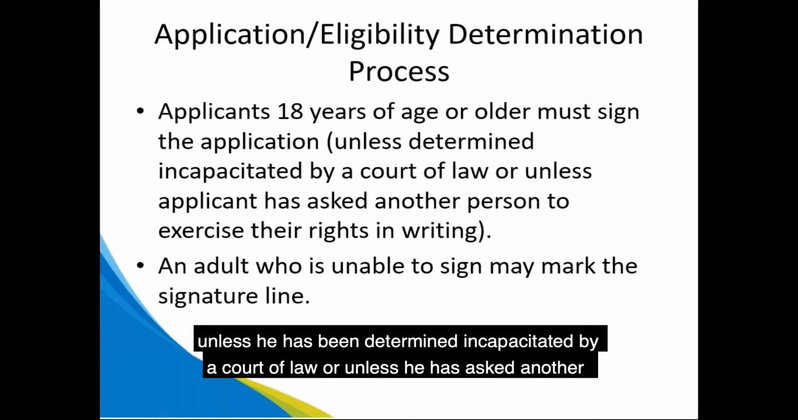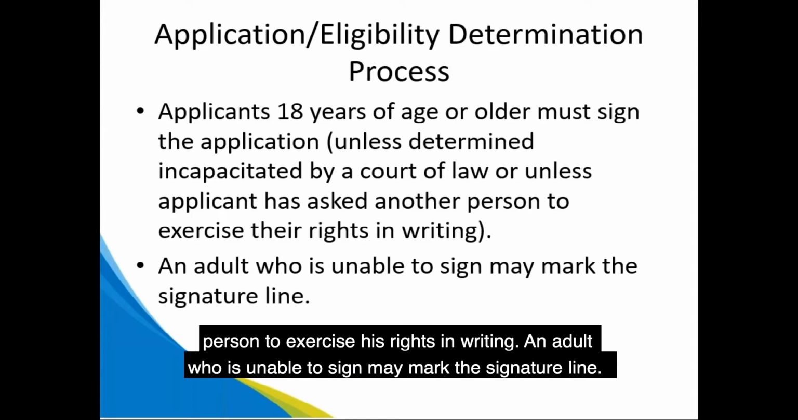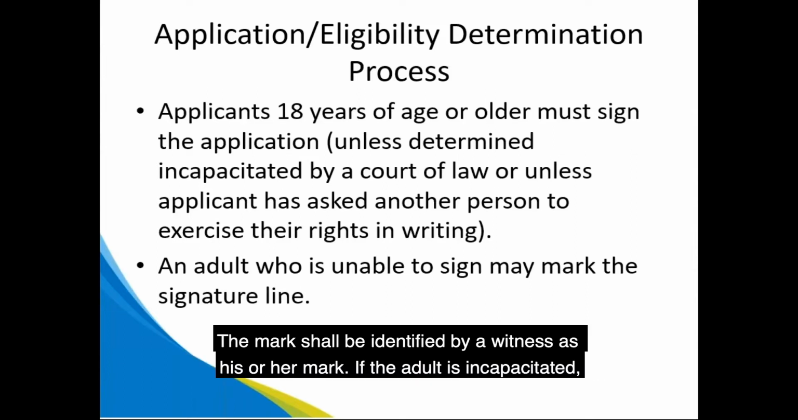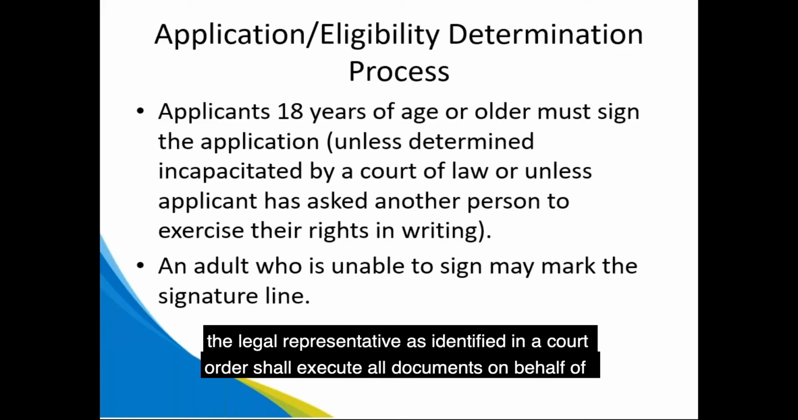If the applicant is 18 years of age or older, he or she must sign the application and all necessary documents unless he has been determined incapacitated by a court of law or unless he has asked another person to exercise his rights in writing. An adult who is unable to sign may mark the signature line. The mark shall be identified by a witness as his or her mark. If the adult is incapacitated, the legal representative, as identified in a court order, shall execute all documents on behalf of the applicant.